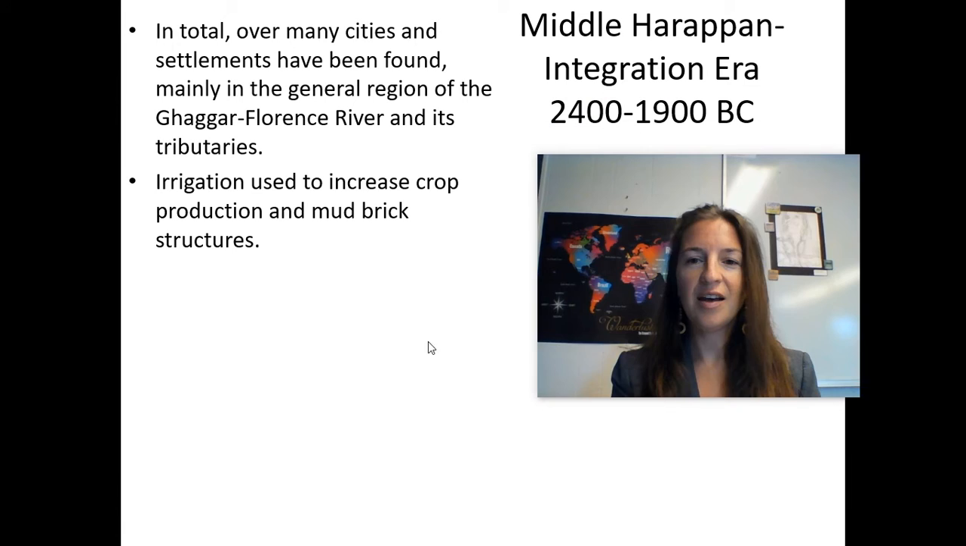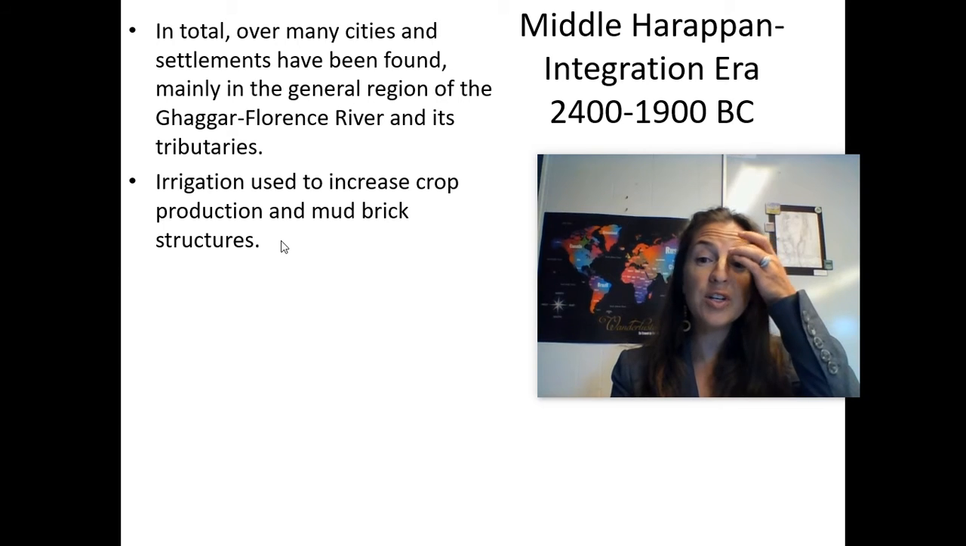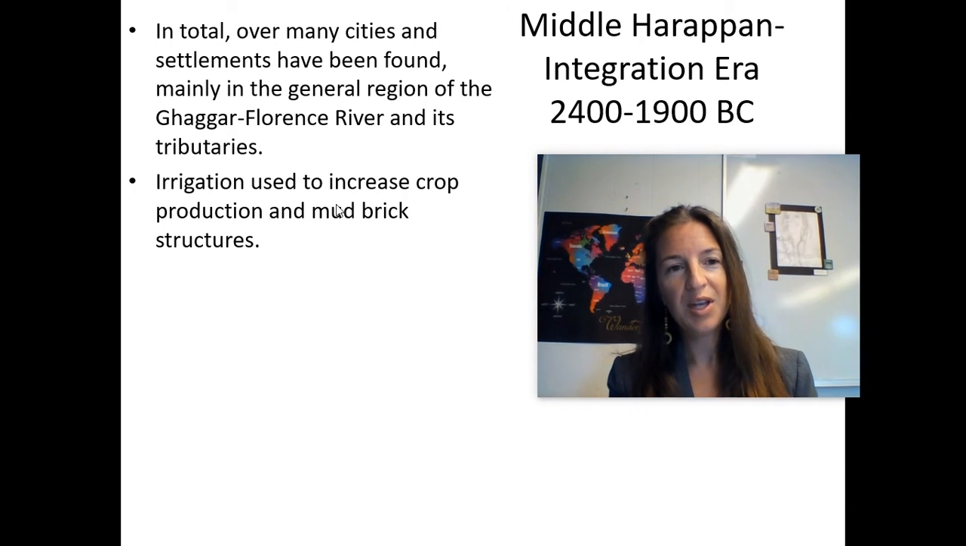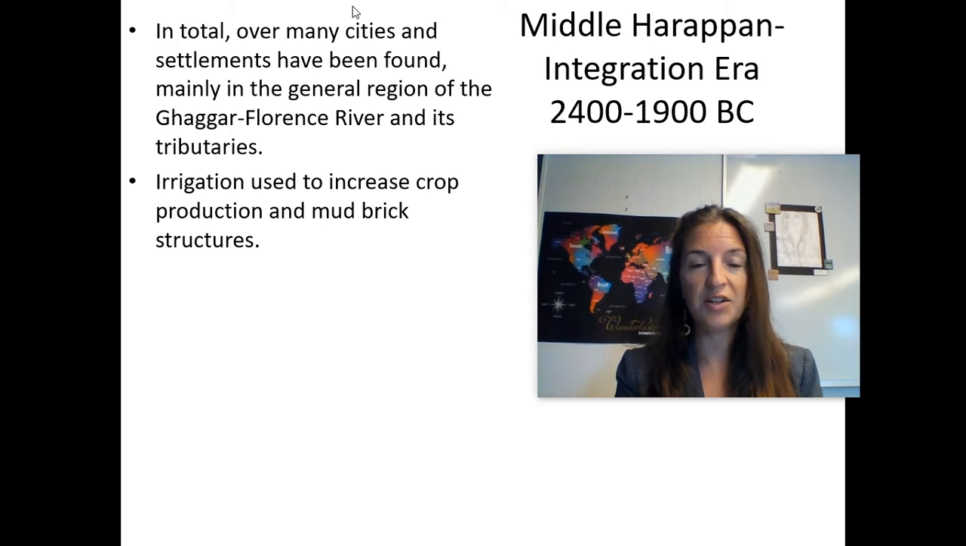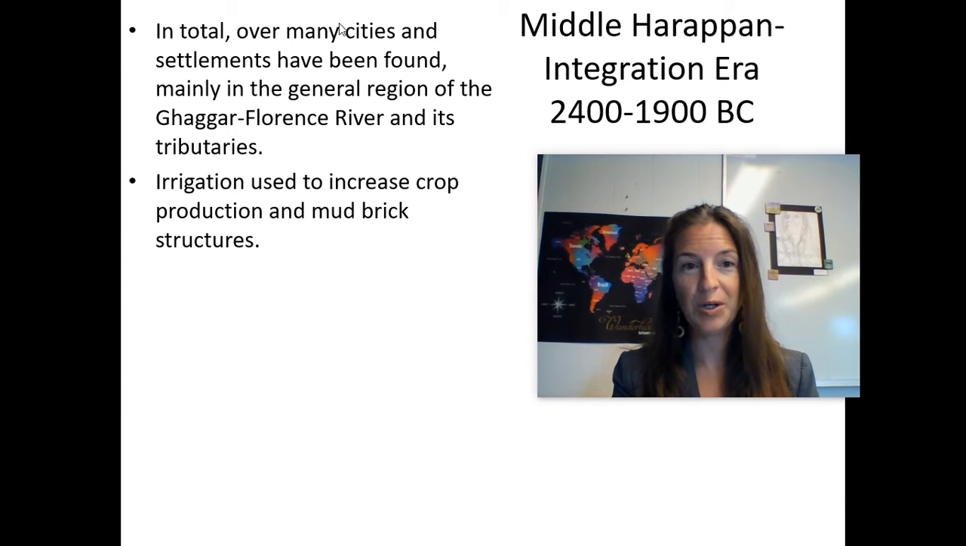And then a little bit later on, they had many cities along the Indus River. And there were some tributaries that they also built settlements around. And of course, they used irrigation, as all early civilizations do. And they used irrigation to help them form mud from the clay and then let that dry in the sun, and then that would be their building material.